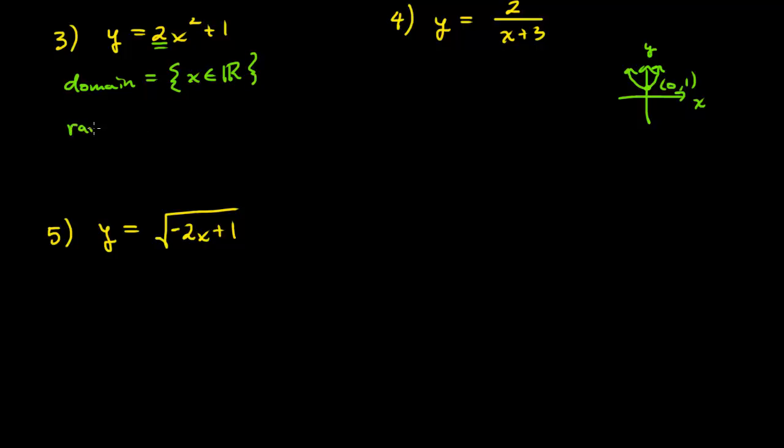The range is going to be, well, x squared has to be either 0 or greater than 0. So that means that when I have 2 times 0 plus 1, that's essentially going to be my minimum value. So the minimum value for y is going to be 2 times 0 plus 1. So the range would be the set of all y in the real numbers such that y has to be greater than or equal to 1. And that's the domain and range of this relation.